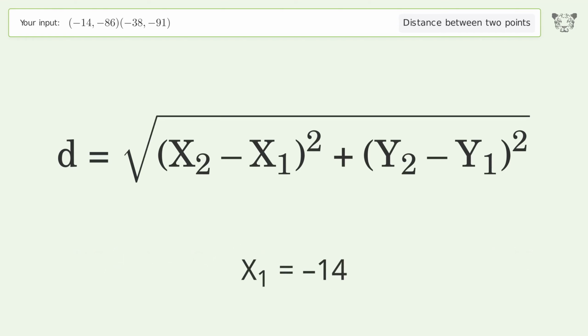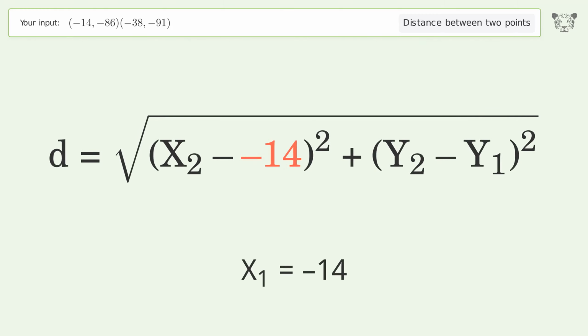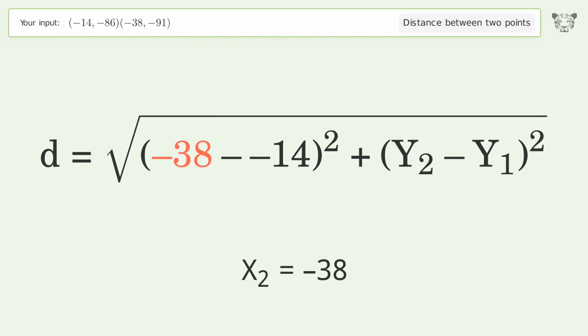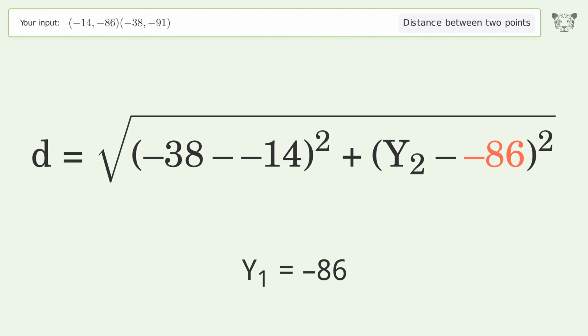x1 equals -14. x2 equals -38. y1 equals -86. y2 equals -91.